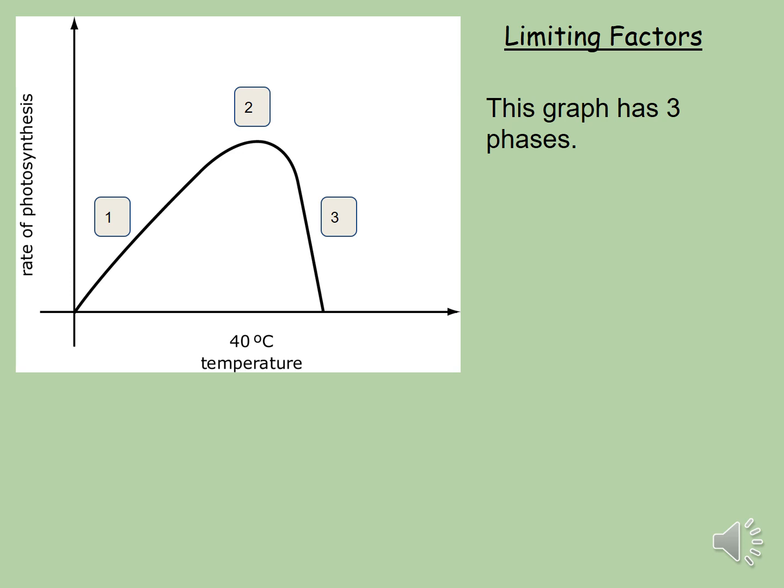So here we have the final type of graph that you would get when talking about the limiting factors on photosynthesis, and this is for temperature. And here you have also been given a value of 40 degrees, which is placed around about in the center, and this is towards where the number 2 part of the phase is highlighted on the graph. So this graph has 3 phases that are important to discuss. Number 1, as the rate is increasing, number 2, where it reaches a peak, and then number 3, when it decreases.